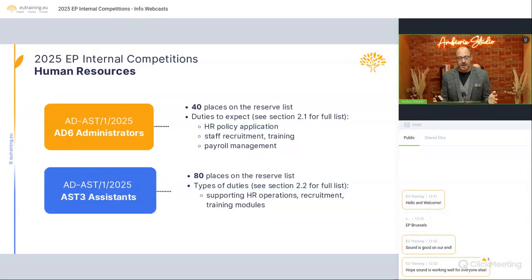And then it's the dilemma of, do you go for something which is a lower grade and lower function group as in AST3, because there are more places, therefore likely more chance, though certainly depends on how many applicants there will be, versus a higher grade where there presumably the proportions may be different. In any case, you have 40 places, 80 places, and it's fairly straightforward what those job profiles entail, what sort of tasks you will need to perform. And then certainly a lot depends on your current background, and a lot depends on your career aspirations, which direction you want to go towards.